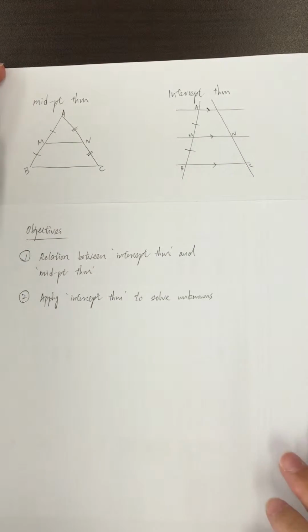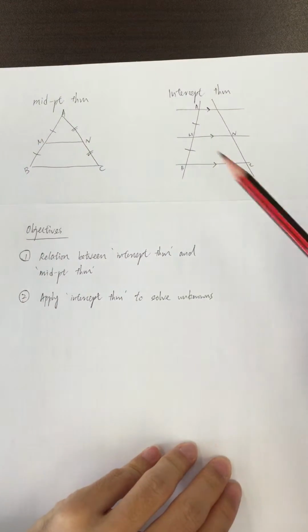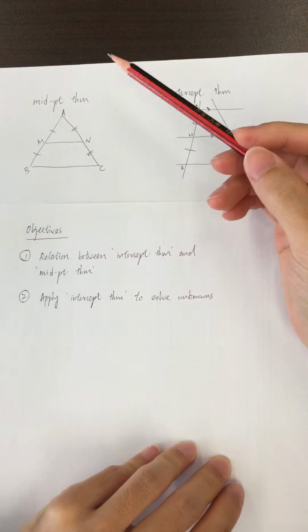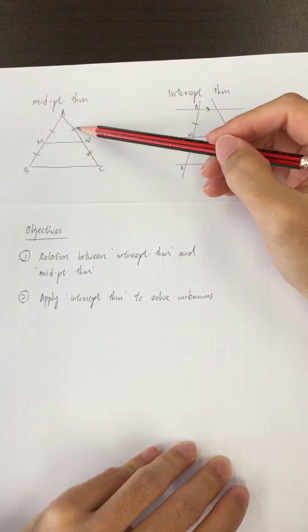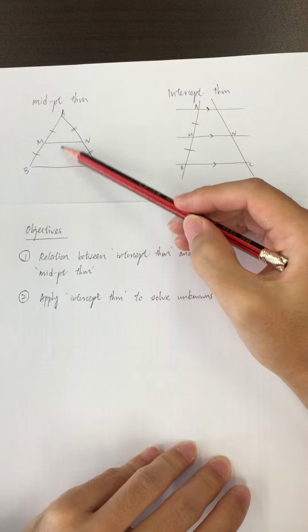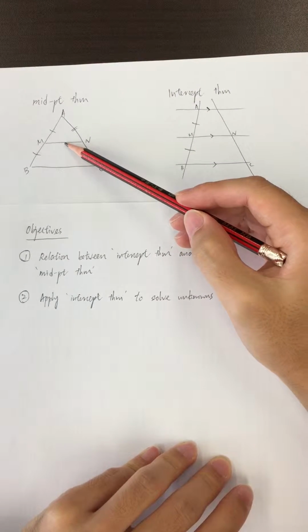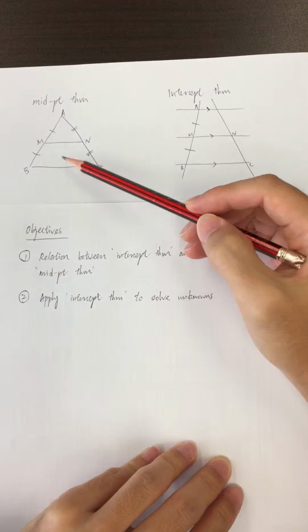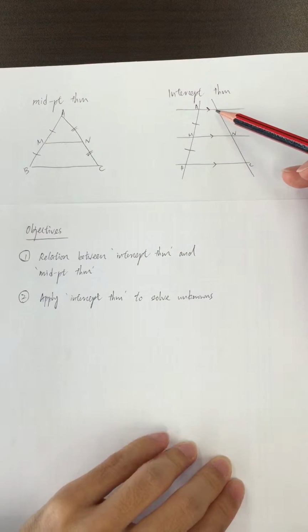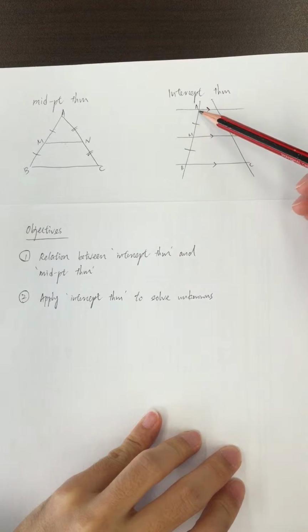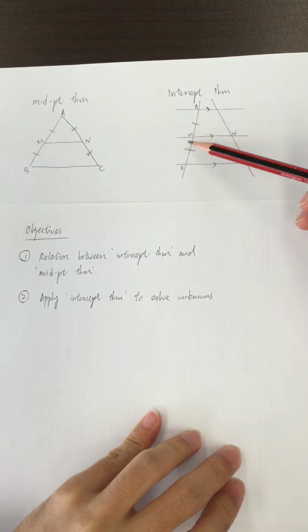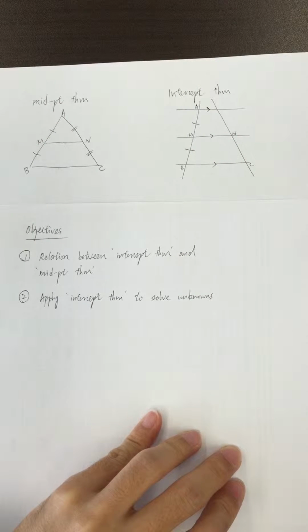Now in the last two lessons, we talked about midpoint theorem. It means if you have AM and MB equal, AN and NC equal, they must be parallel. And of course, MN is just half of BC. And then we talked about intercept theorem. It means if you have three parallel straight lines, cutting AM and MB to be two equal intercepts, in this case, the intercepts on another side must be equal as well.